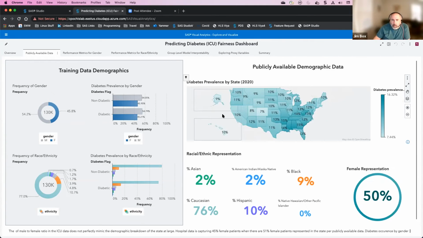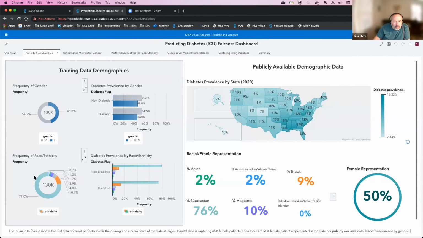You can see that what we find off the bat is that diabetes prevalence is closer to 16%, but in our sample it was 21%. Might not be a problem. We have a little bit more diabetics than in general. That might make sense for the types of people that show up in the ICU. You see the gender, it's actually 50-50 in the whole population. I had it at 54-46, so that might be a problem.